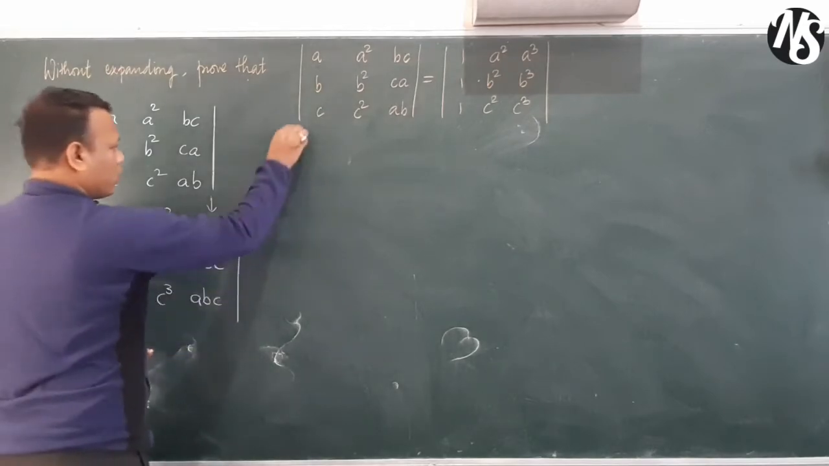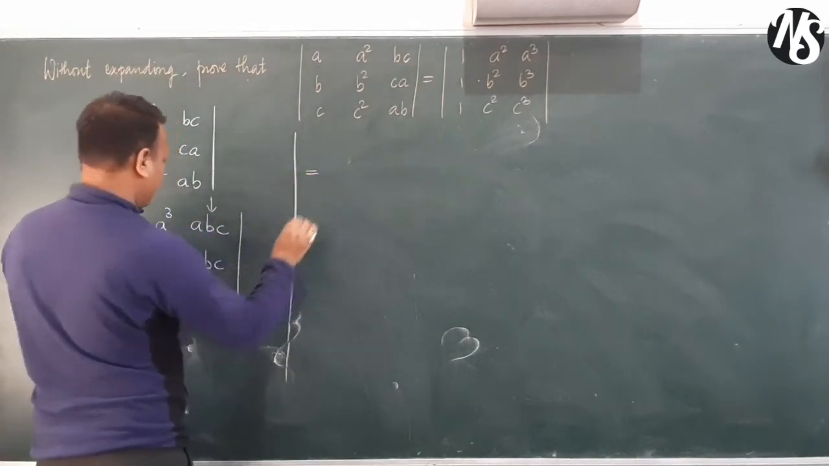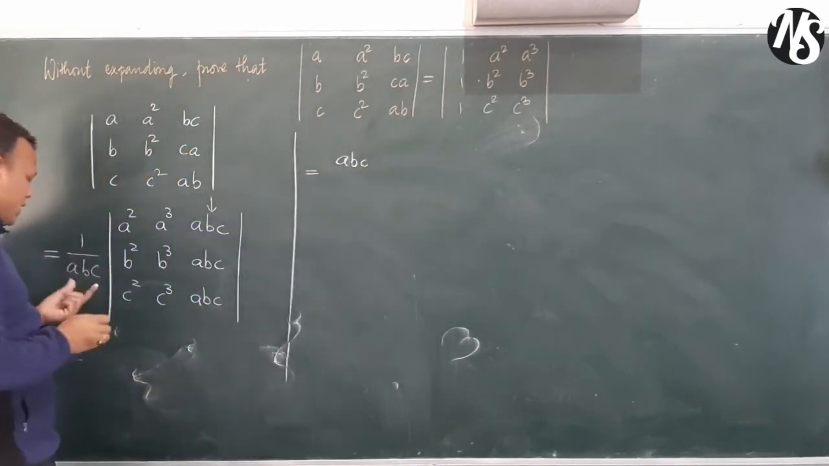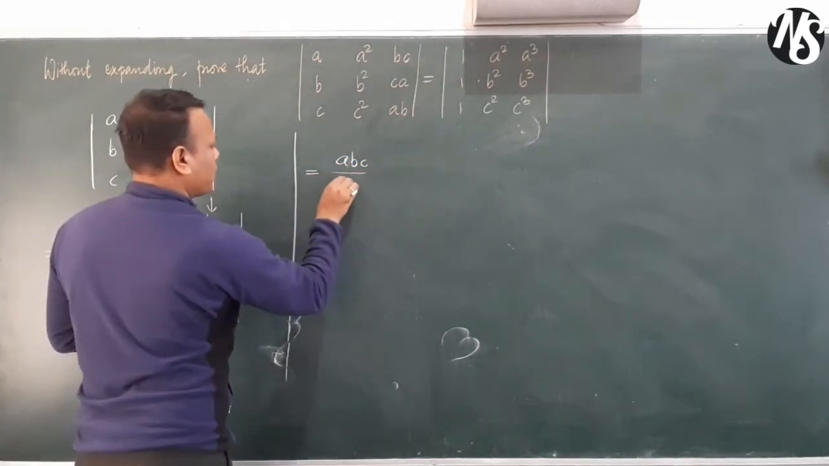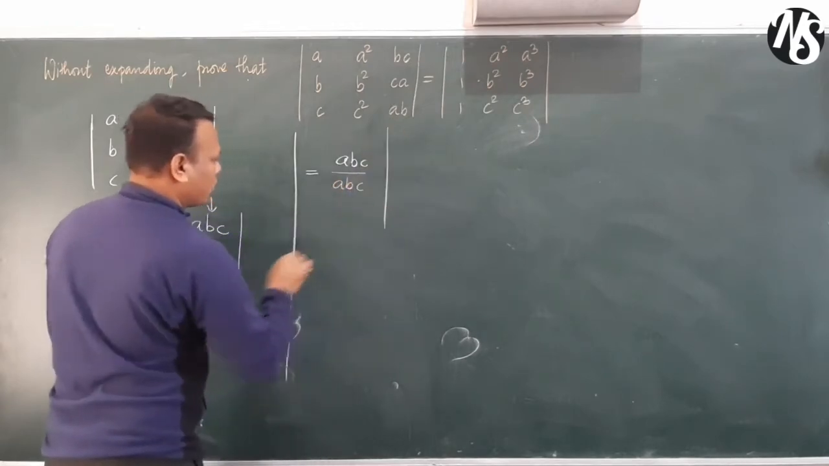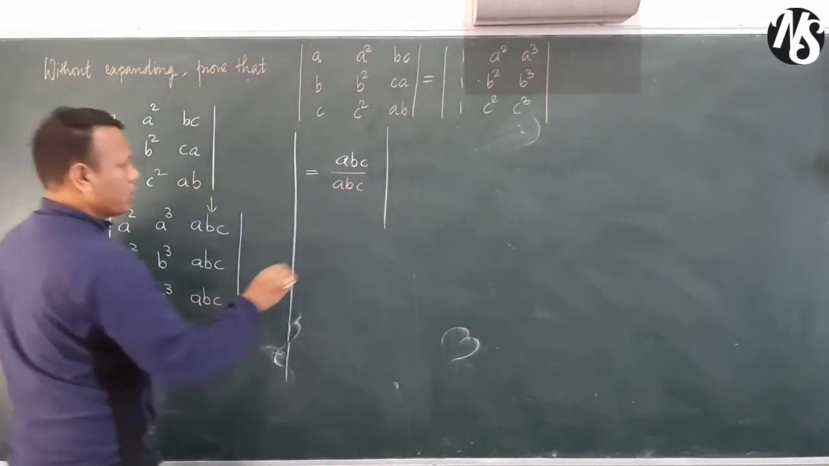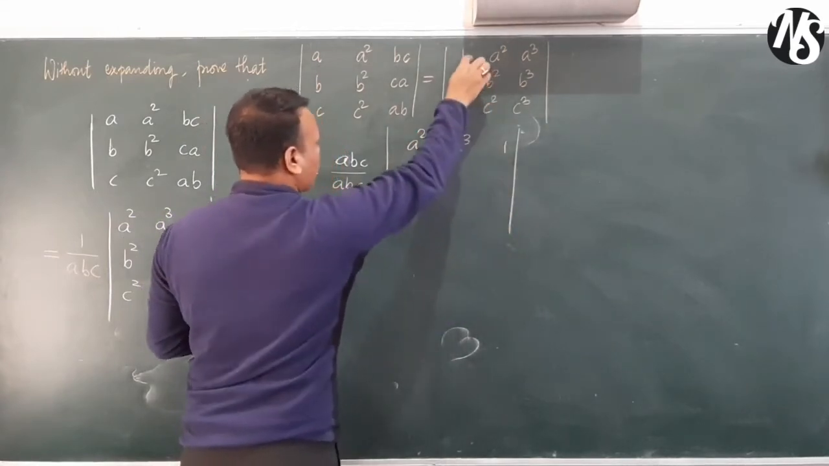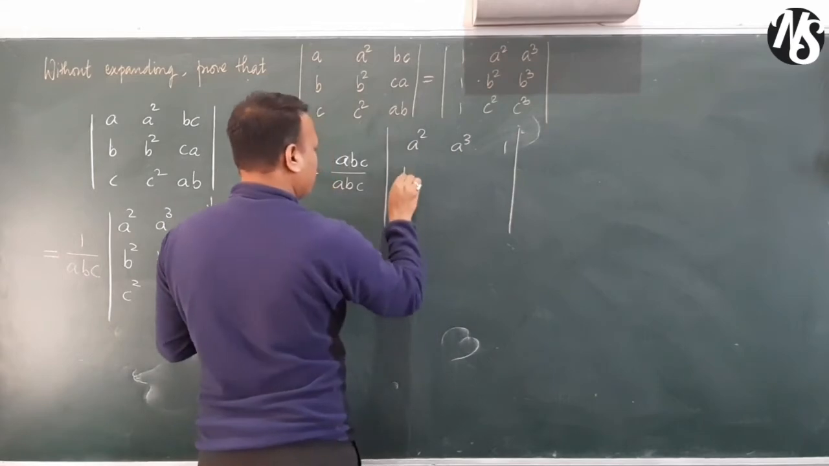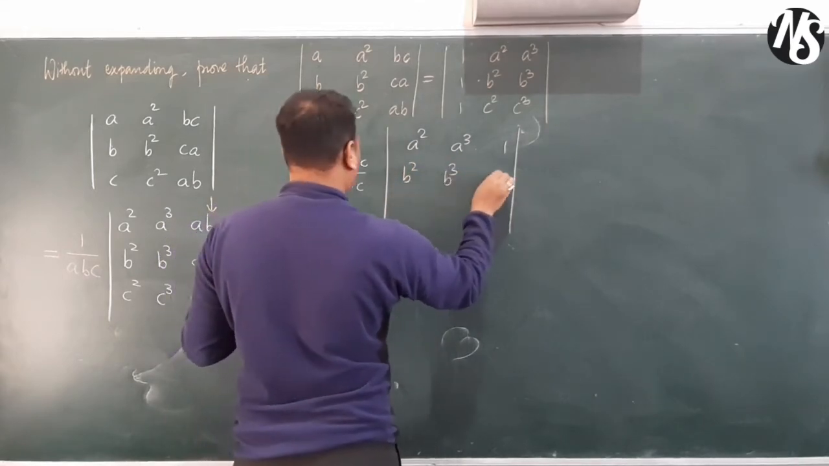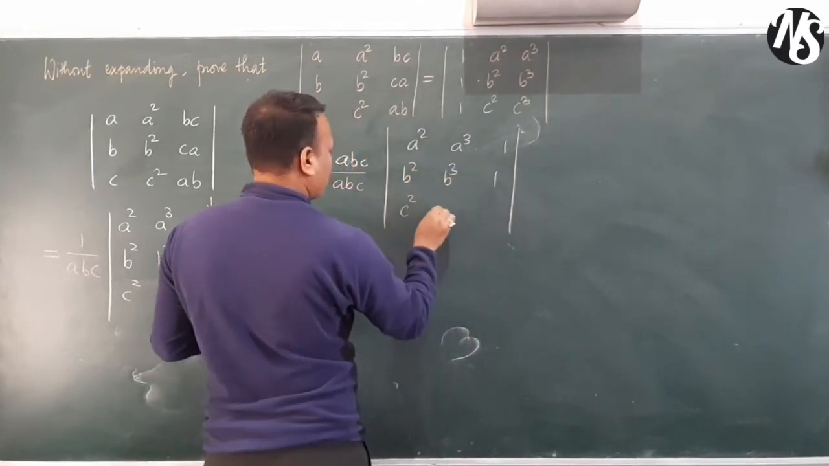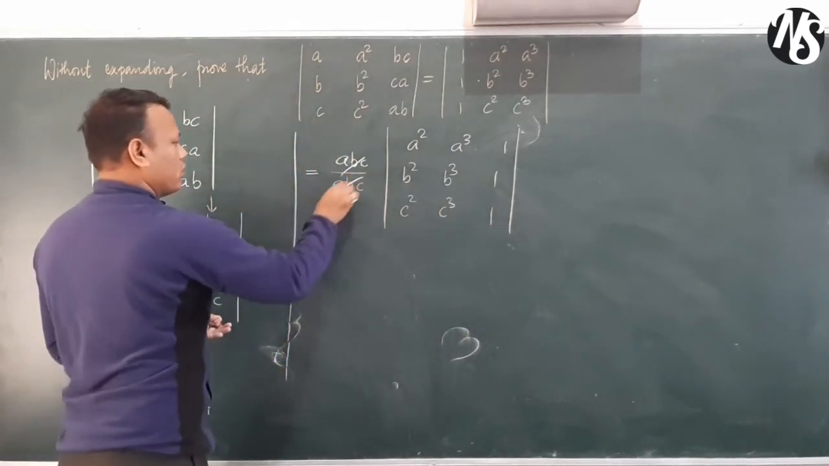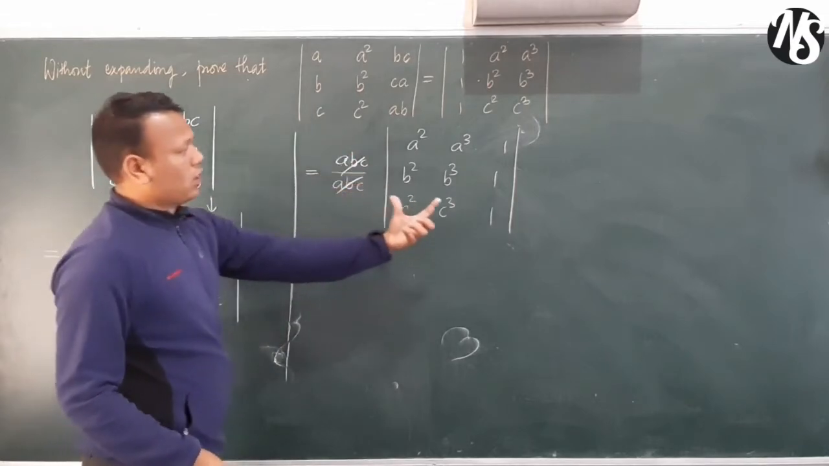So that's why this can be written as, let me take out this abc. So abc is taken outside, and we have already divided by abc. In that case, we are left with a square, a cube, 1. So 1 is also coming. Next is b square, b cube, 1. Next is c square, c cube, 1. Now these two get cancelled, so this is vanished, this is there.